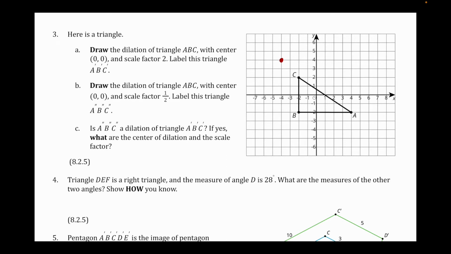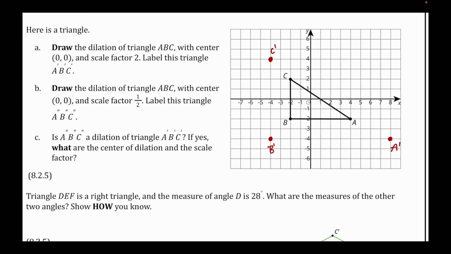B is down 2 and left 2, so we're going to go down 2 and left 2 again. I'm supposed to label these the prime version, so C prime, that means this is B prime. And then for A, from the center, this is down 2 spaces and over 4 to the right. So I'm going to go down another 2 spaces and over 4 to the right, and that will bring me here. I'm going to label this A prime.